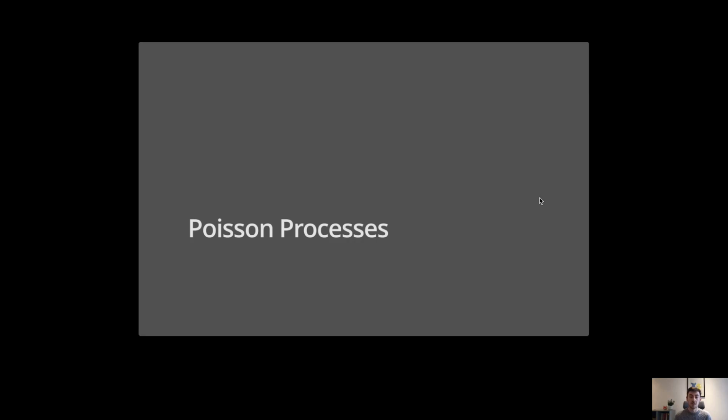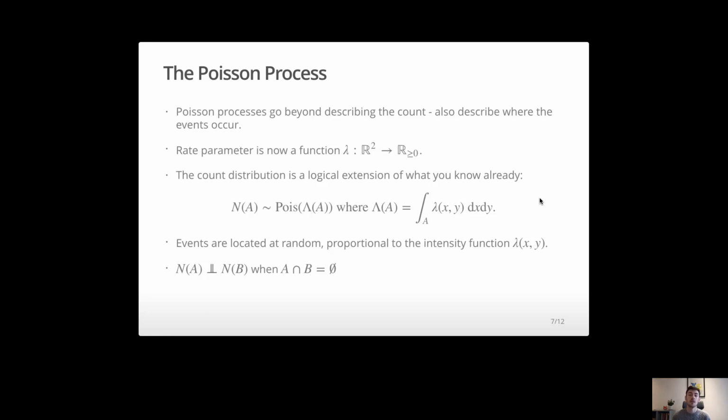So what Poisson processes do is they extend this idea of using a Poisson random variable to model counts to also allow us to describe the locations of events within the observation regions. The way in which they do this is they extend the idea of a rate parameter to be a rate or intensity function. This is a function that goes from your observation region, in this case some subset of R2, to the non-negative real numbers. So it doesn't really make sense for events to occur at a negative rate.